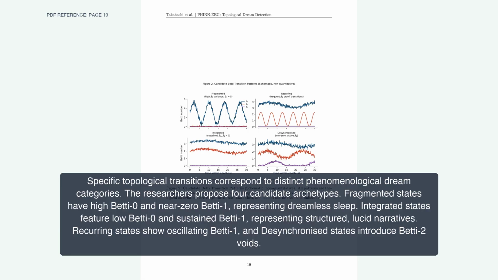The researchers propose 4 candidate archetypes. Fragmented states have high Betti 0 and near 0 Betti 1, representing dreamless sleep. Integrated states feature low Betti 0 and sustained Betti 1, representing structured, lucid narratives. Recurring states show oscillating Betti 1, and desynchronized states introduce Betti 2 voids.